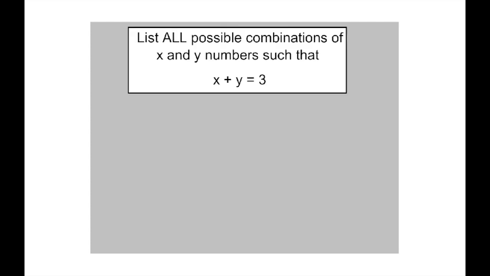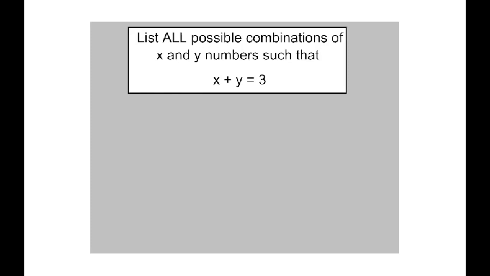Today we're going to be learning about ordered pairs, which for the most part is a review for you, but we're going to be tying it into the things that we're going to be talking about in this unit. So let's start with a question. List all possible combinations of x and y numbers such that x plus y equals 3.